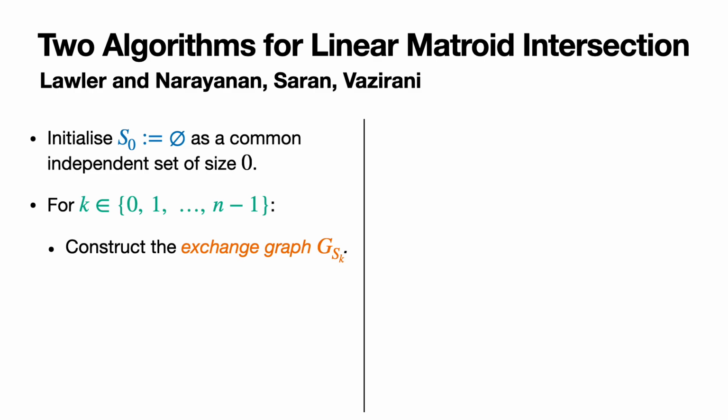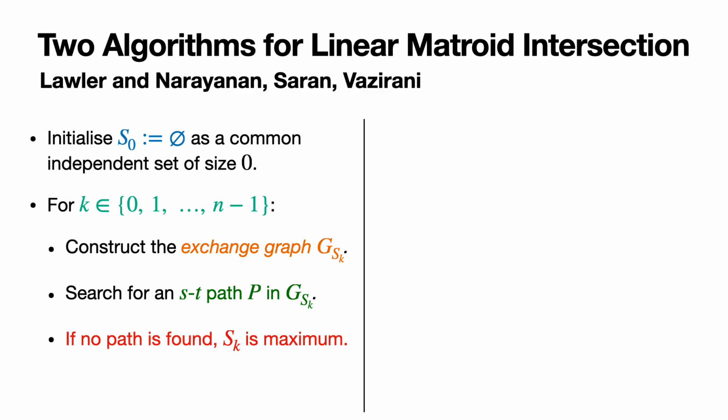Now, the algorithm searches for an ST path in this graph. If no path is found, then it turns out that Sk is a maximum common independent set, so we have our answer. And otherwise, it turns out that Sk augmented with P is actually a common independent set of one size greater. Okay? So either we find the maximum common independent set or we increase the size by 1.